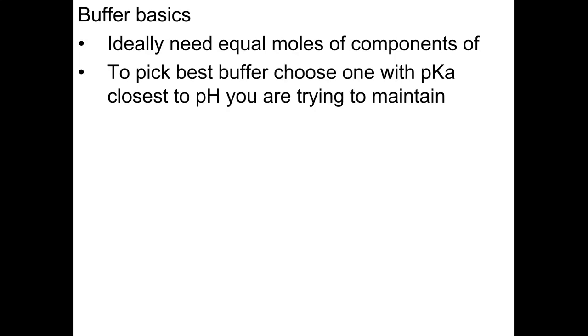So here's some basics. Ideally, you need equal moles of components. So you want an equal concentration of the acid and its conjugate, or the base and its conjugate. That's the best case buffer. When you have equal amounts of the two, the bigger the number, the better. To pick the best buffer, choose one with a pKa close to the pH you're trying to maintain. We'll see what that looks like in a minute.